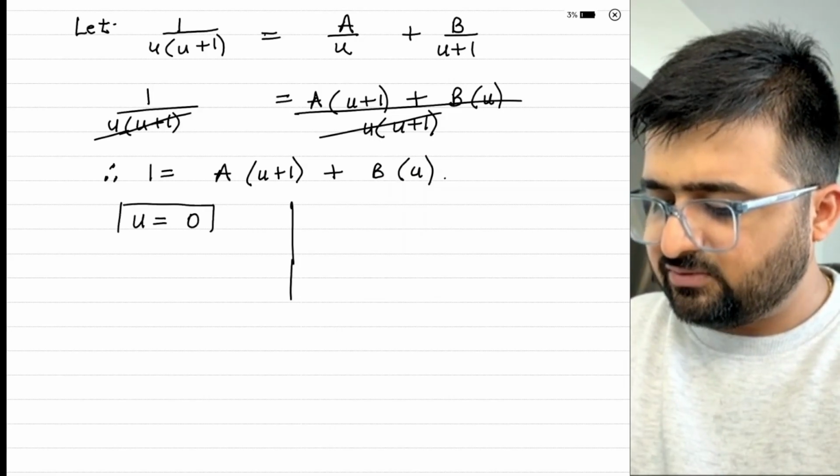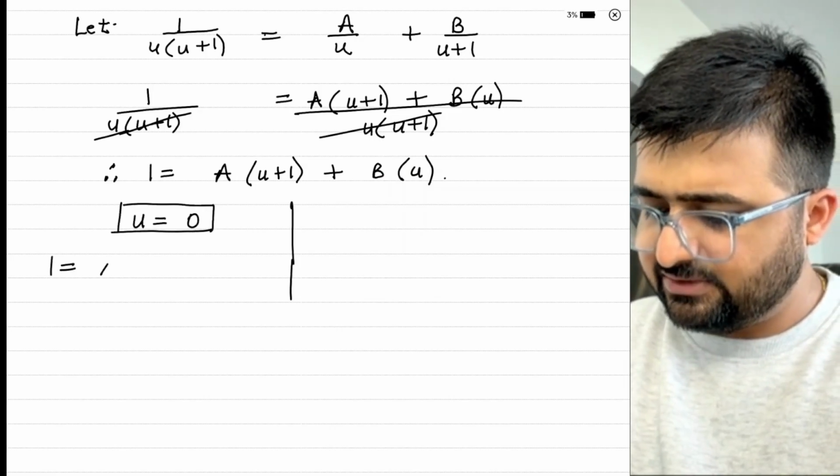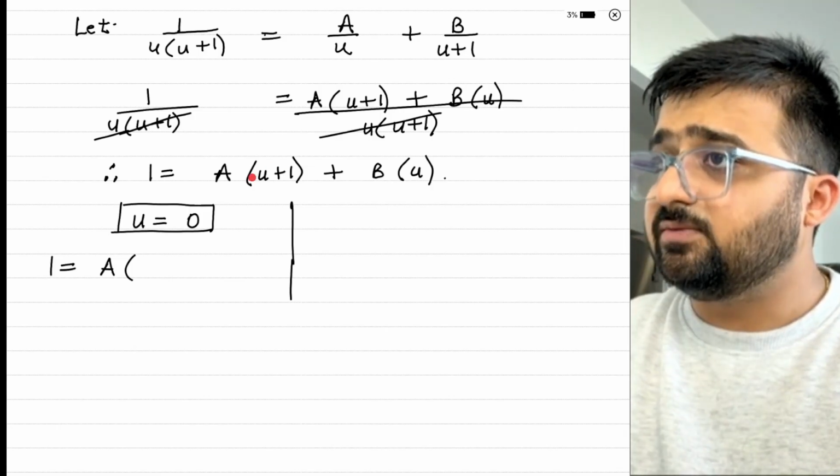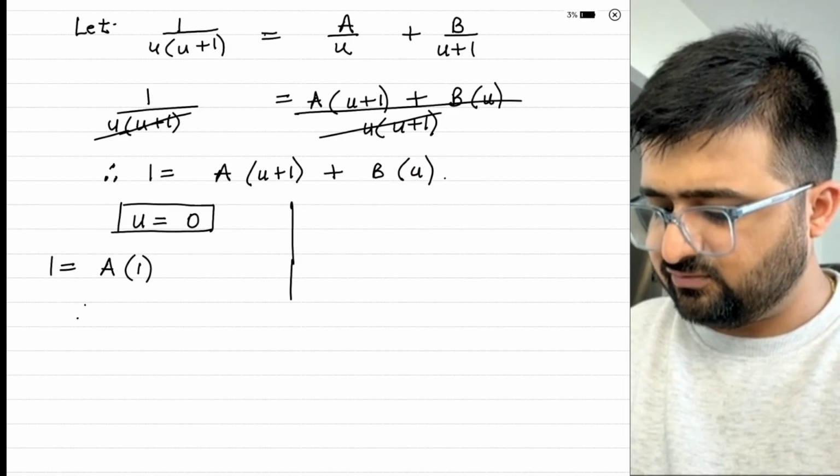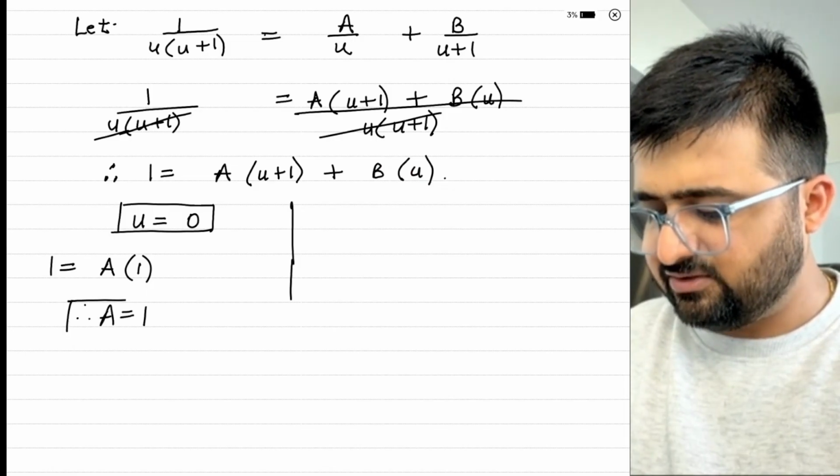If you put u is equal to 0, what's going to happen is 1 is equal to a times 0 plus 1, which is nothing but 1. And this is essentially 0. So what you have is a equals 1. How easy was it to find the value of a?